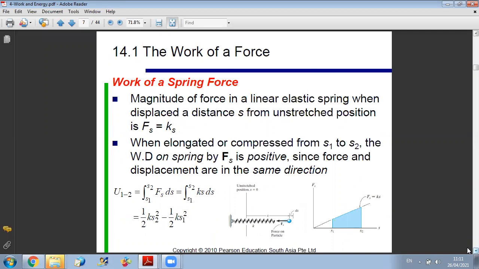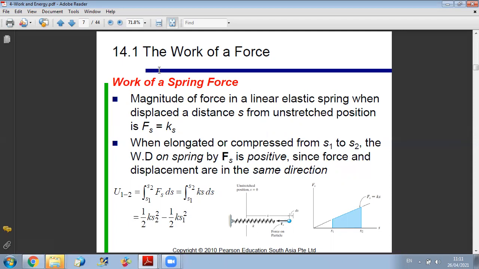Okay. So now, concerning the work of a spring force. The spring force is also very often encountered in problems, so we need to develop the work done by a spring on an object.